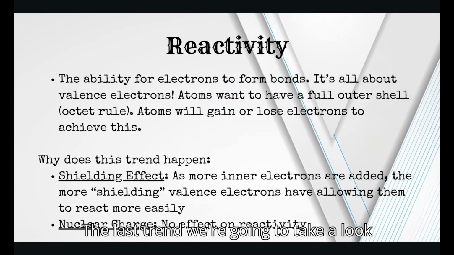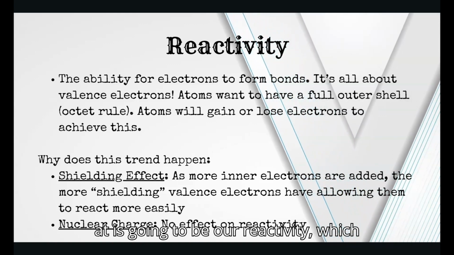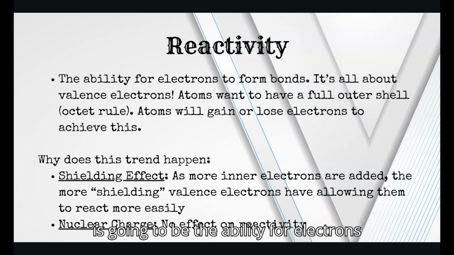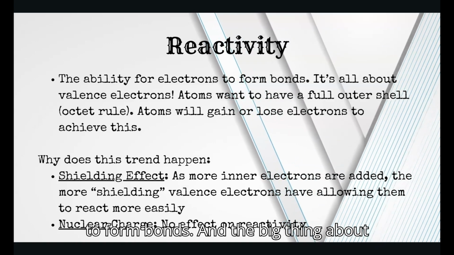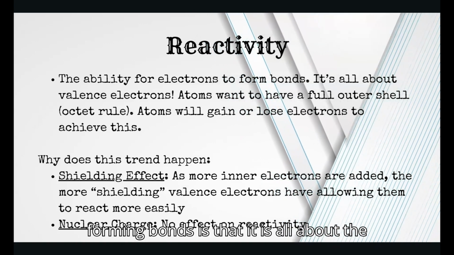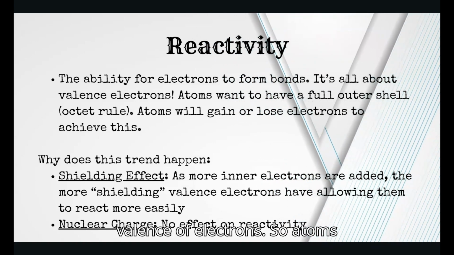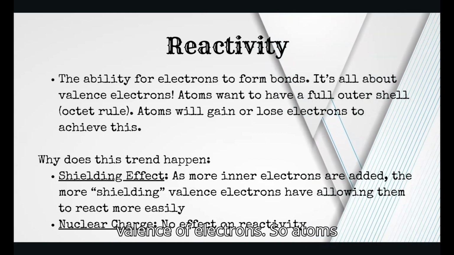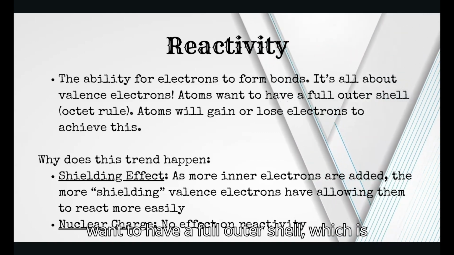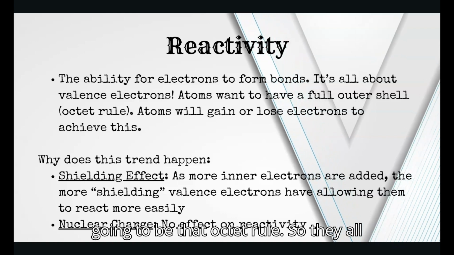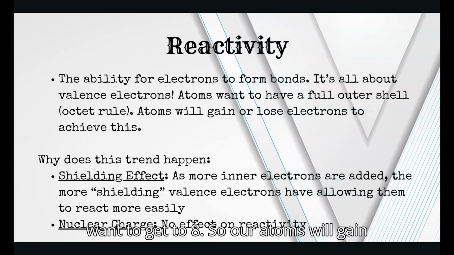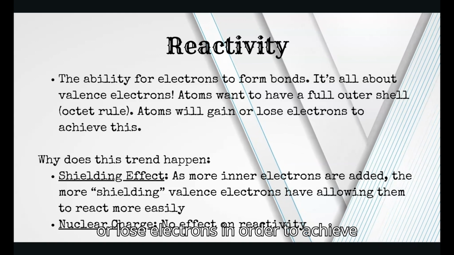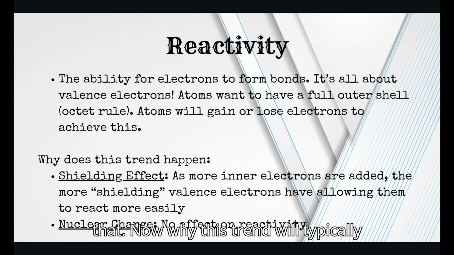The last trend we're going to take a look at is going to be our reactivity, which is going to be the ability for atoms to form bonds. The big thing about forming bonds is that it is all about the valence electrons. Atoms want to have a full outer shell, which is going to be that octet rule. So they all want to get to 8. Our atoms will gain or lose electrons in order to achieve that.